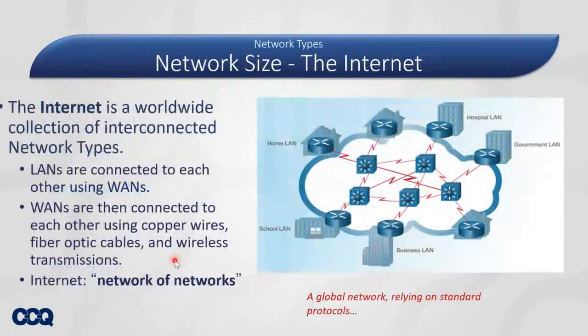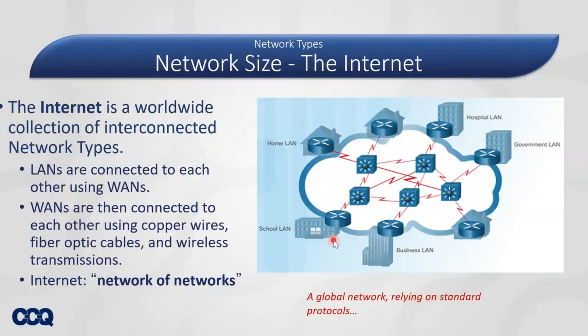So, what is the internet? The internet is a network of networks. It is a worldwide collection of interconnected network types. LANs are connected using WANs. You can see here, at home I have a LAN, in school we have a LAN, and in business, hospital, and government we have LANs. How are these LANs connected? Through WAN links. The WAN links are connected to core switches, and the core switches are connected to each other using WAN links. WANs are then connected to each other using copper wires, fiber optic, or wireless.